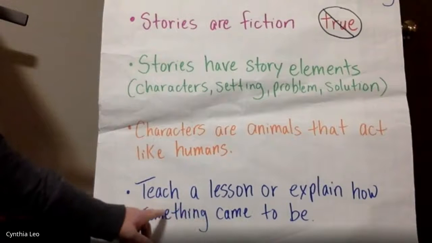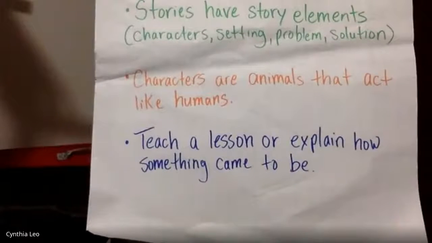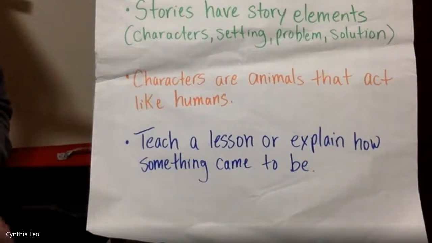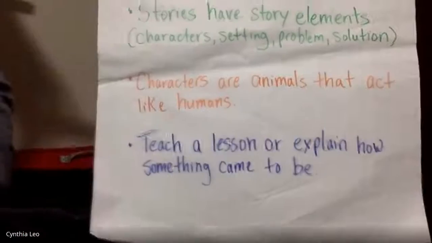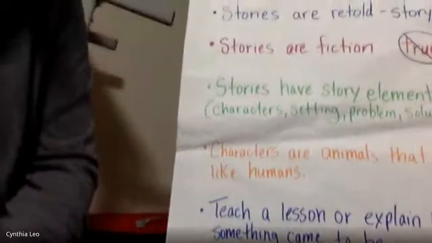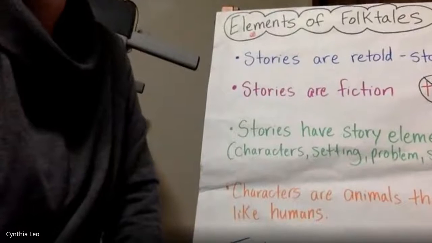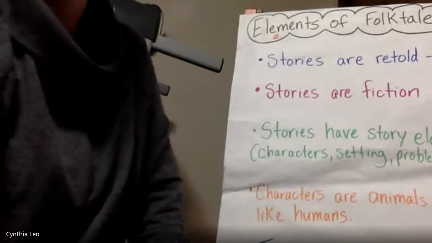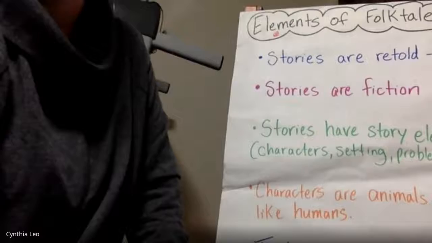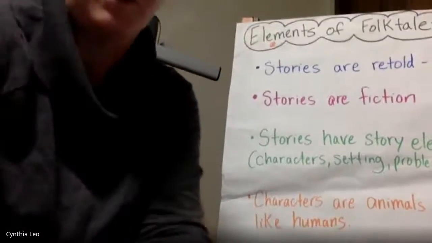And also at the bottom, we have teach a lesson or explain how something came to be. So I think we definitely can learn from the story that we need to work hard all the time and not just sit back and expect things to be done for us. So with those things, we can say that the ant and the grasshopper is definitely a fable. And in the next few slides, we're going to read another book together and decide if that is a fable as well. So thanks for joining me and hope to see you soon.